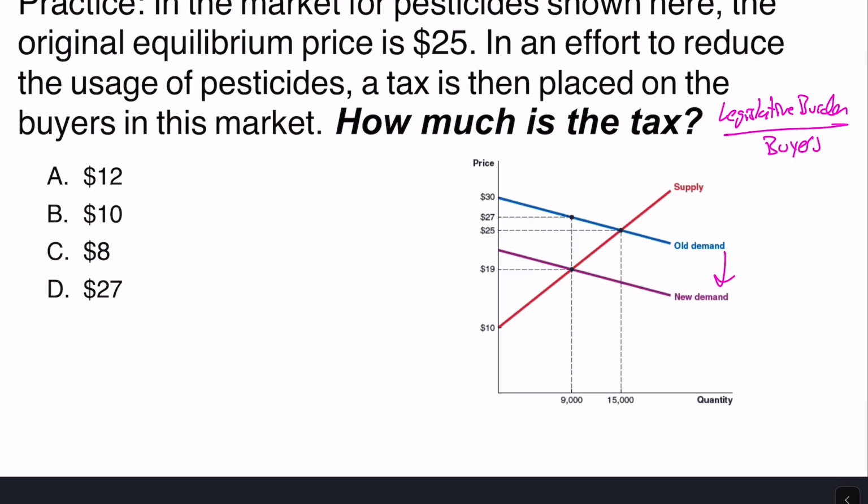All right, now that we have that, this is the market for pesticides. The original equilibrium price is $25, where supply crosses old demand. In an effort to reduce the usage of pesticides, a tax is then placed on the buyers in this market. I'm asking you, how much is the tax? So per unit, what is the size of the tax placed on each unit of pesticide? So pause here, take a few seconds to answer this question.